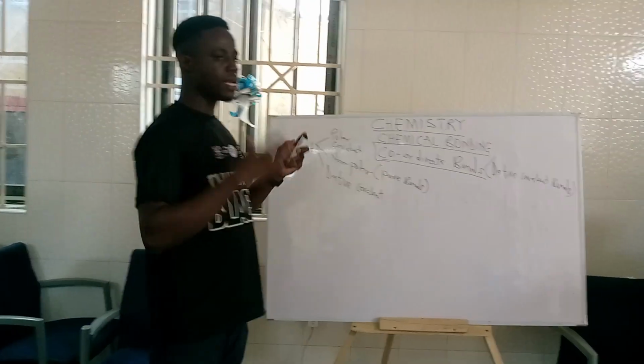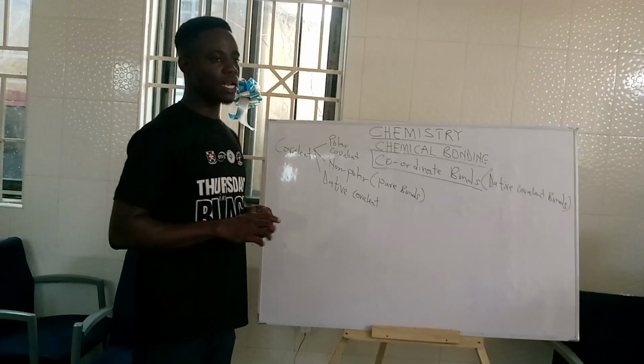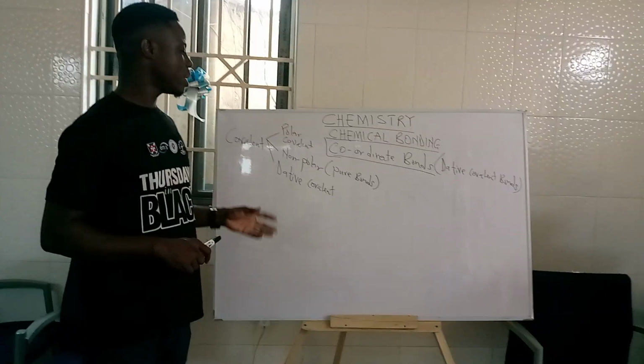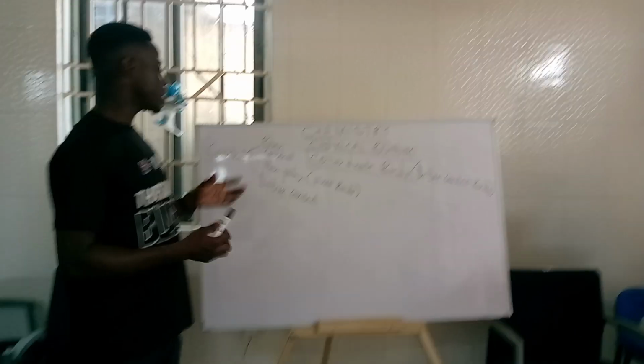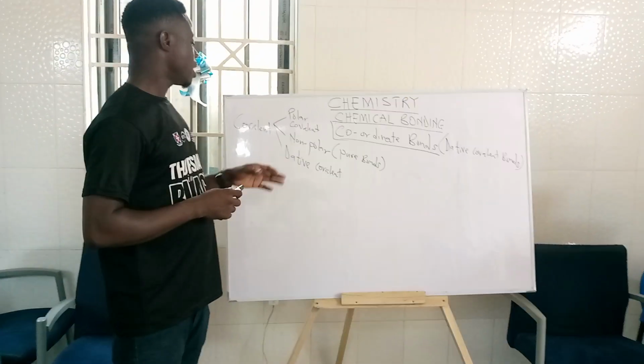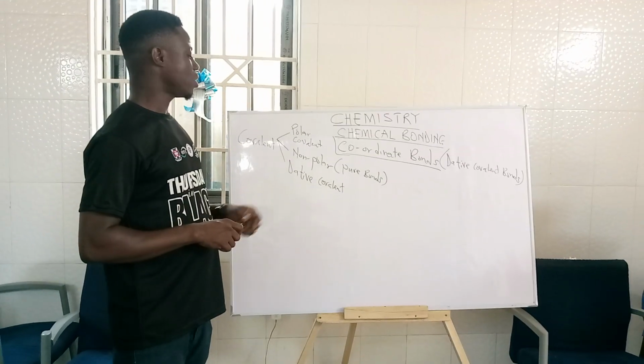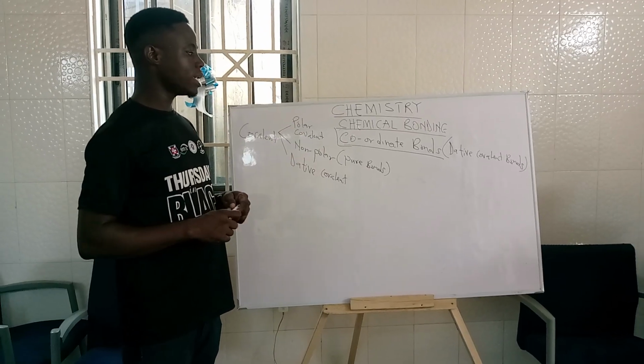We need to know the differences between the various types of covalent bonds. That is the polar covalent, the non-polar, which we normally refer to as the covalent bond, and then the dative. Another name for the dative is the coordinate bonds.